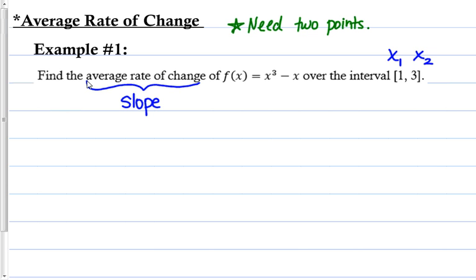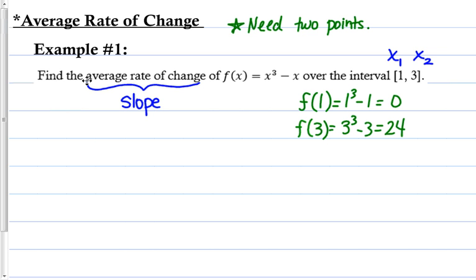Luckily, they did give me 2 x's. So if I want to find my y values, all I have to do is take my x's and plug them into the equation. So I'm going to plug in 1, and then I'm going to plug in 3. So I get 1 cubed minus 1, and 3 cubed minus 3. So I get 0 and 24. So these values here are my y1 and my y2.